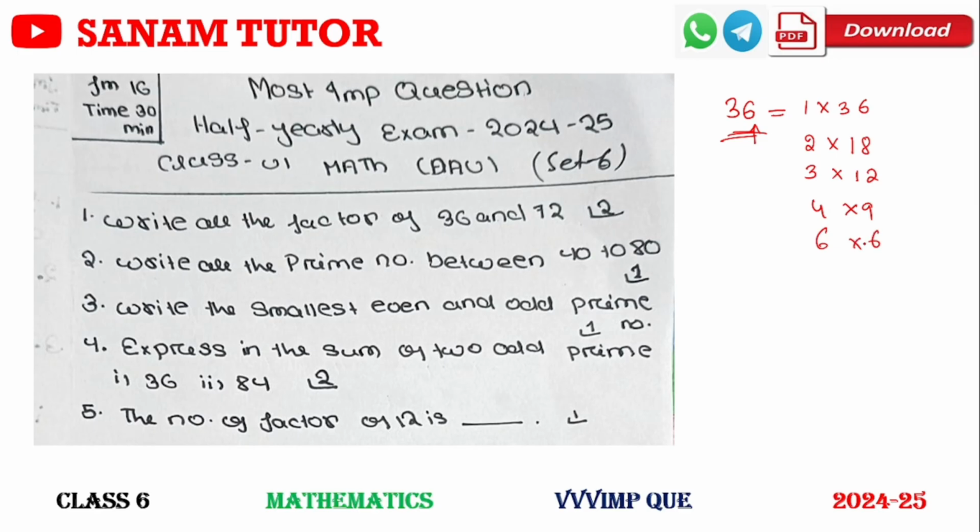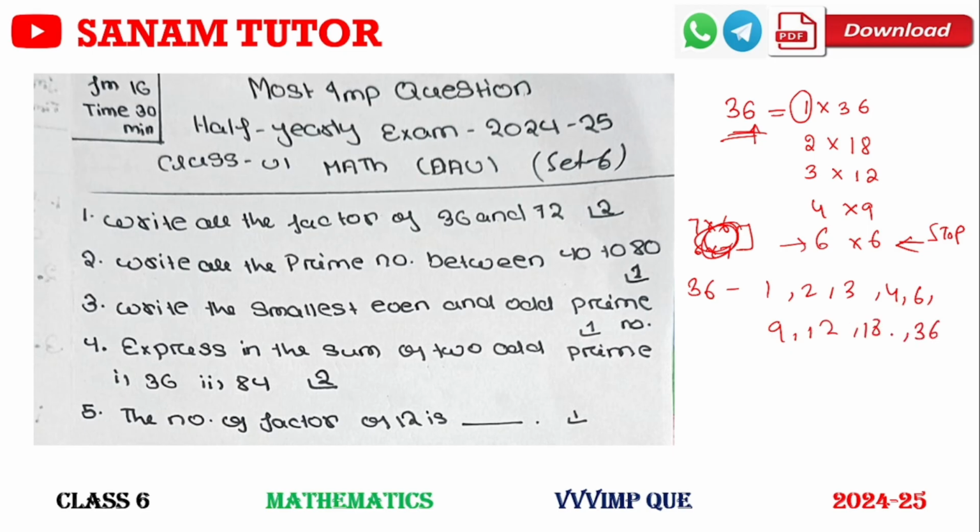Now in this step, these two numbers are equal, so stop. If these two numbers are the same, or like 7 into 6 or 6 into 7, where the steps are equal, then you can stop. Now the factors of 36 are: 1, 2, 3, 4, 6, 9, 12, 18 and 36. Now write down 72.